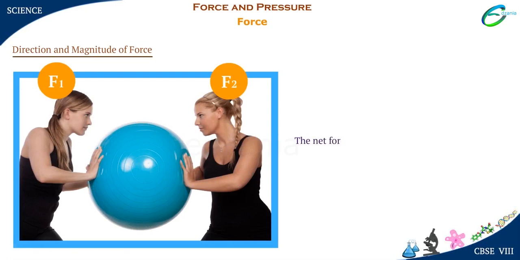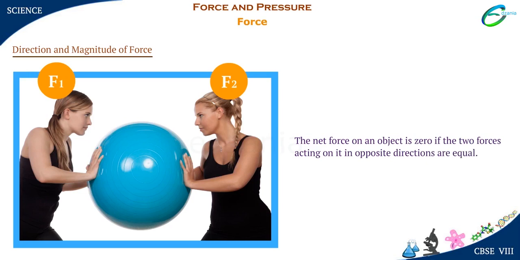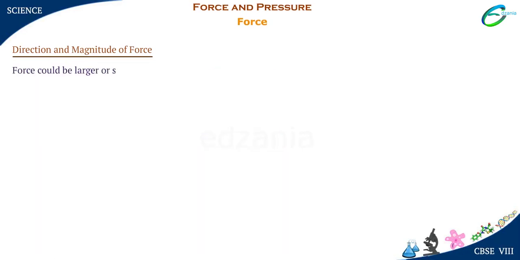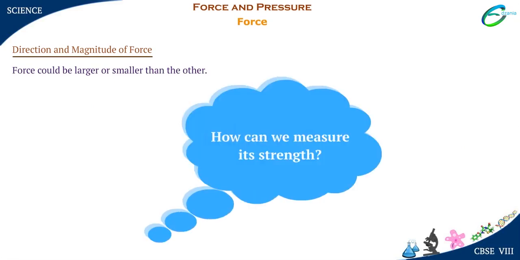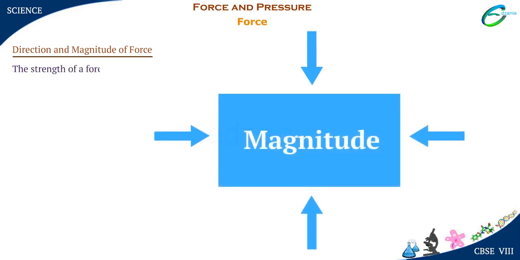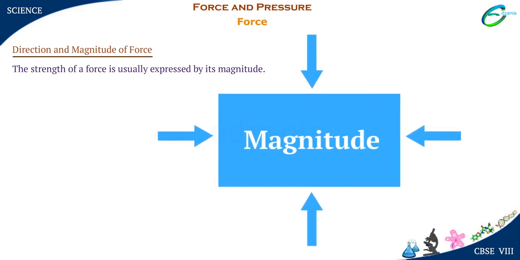We can say that the net force on an object is zero if the two forces acting on it in opposite directions are equal. The ball will not move as those girls are applying equal and opposite force on the gym ball. A force could be larger or smaller than another. How can we measure its strength? The strength of a force is usually expressed by its magnitude. So, in order to express a force, we have to specify its direction as well as its magnitude.